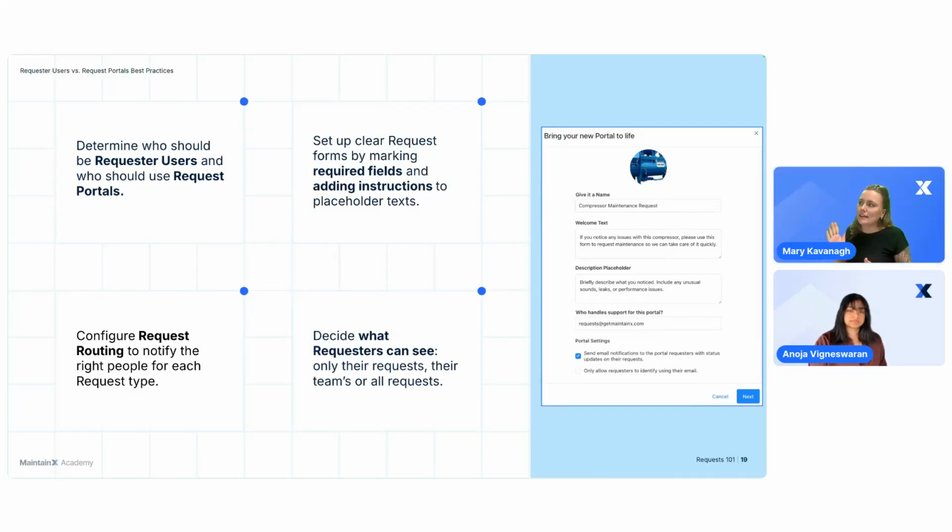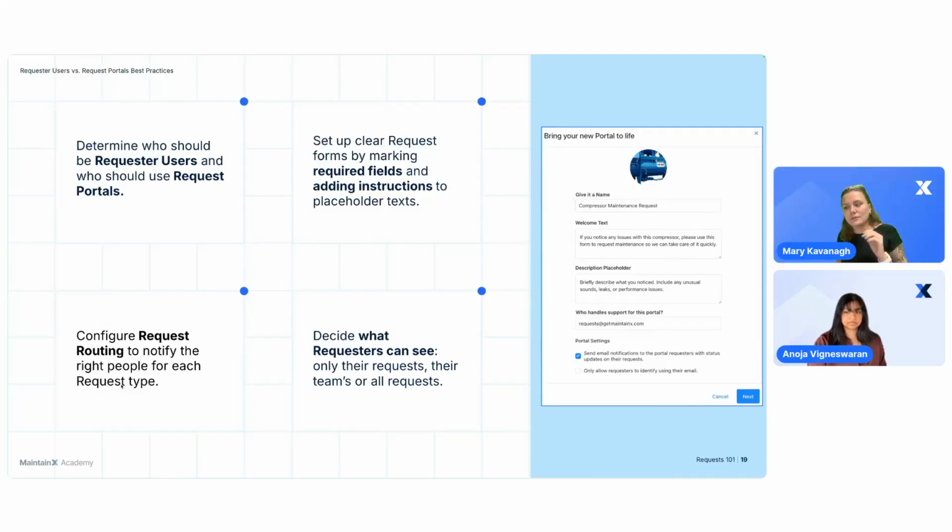Second point here, set up clear request forms by marking required fields and adding instructions to placeholder texts. That's really important. We're going to want to make sure that we're getting the information in that we want. And how do we do that? Well, we either require it or we give guidance. And that's what the placeholder text does.